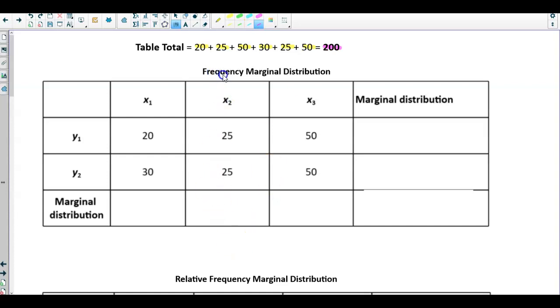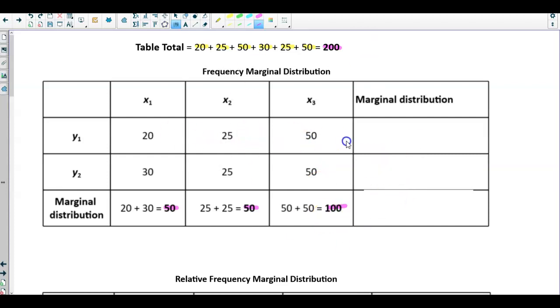So what we're doing is creating a frequency marginal distribution. In the first column we have x1 and we're going to add 20 plus 30, which gives us a value of 50. The next column, we take 25 plus 25, which gives us a total of 50. The last column, we take 50 plus 50, which gives us 100.